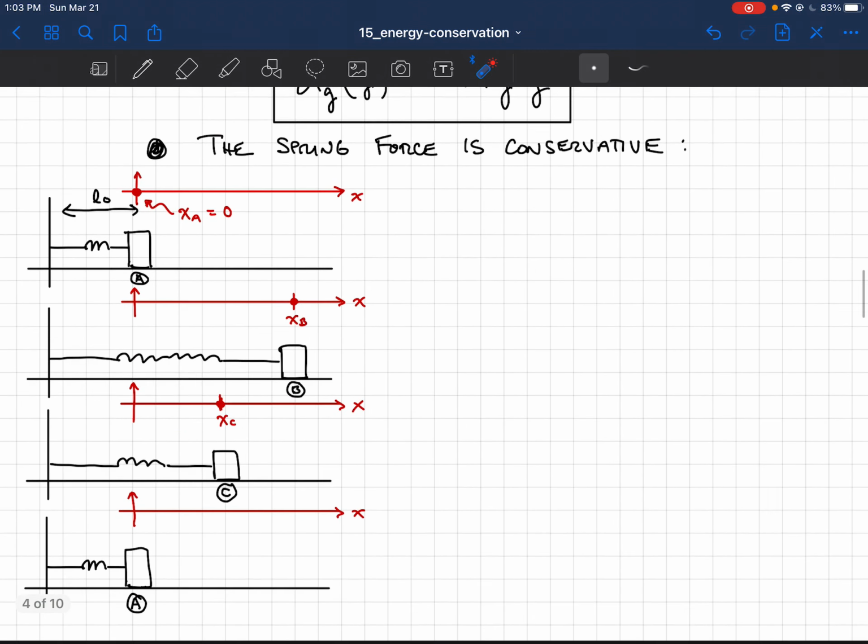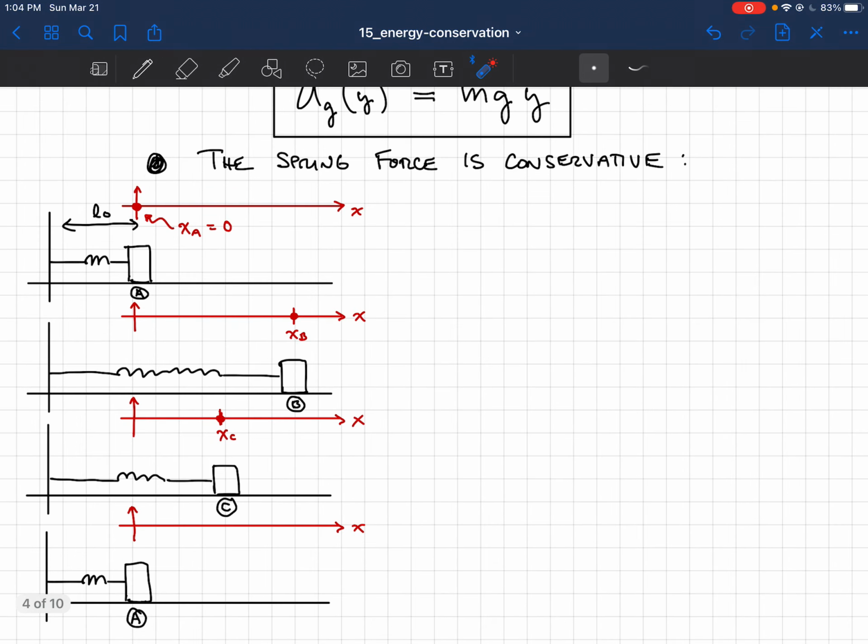So let's look at our other important conservative force, and that is the spring force. And I'd just like to argue for you that the spring force is conservative. I won't make quite as complete an argument as I did for gravity. And that's just because it's harder for us to calculate the work done by the spring force. We talked about it last time, and the idea is that if you want to calculate the work done by the spring force in going from point A to point B, which is what I'm doing here.